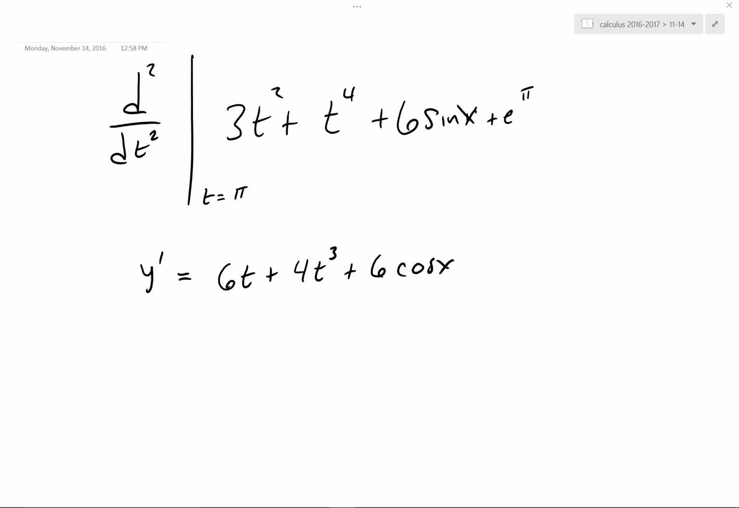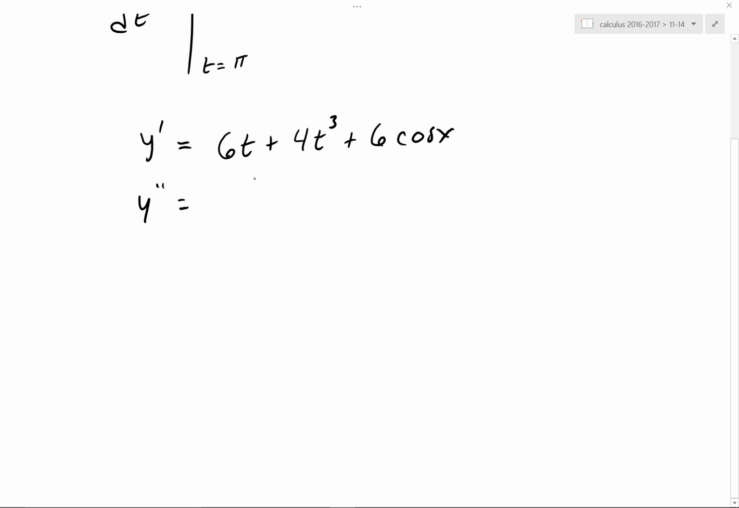It's a constant. What's the derivative of a constant? It is 0. How fast does a constant change? It doesn't. So it's 0. Just trying to see if you're paying attention. That's good. It's a learning thing. It's alright. Now, y double prime is what? 6 plus 12t squared minus 6 sine. So let's slap in the old pi. You get 6 pi plus 12 pi squared.